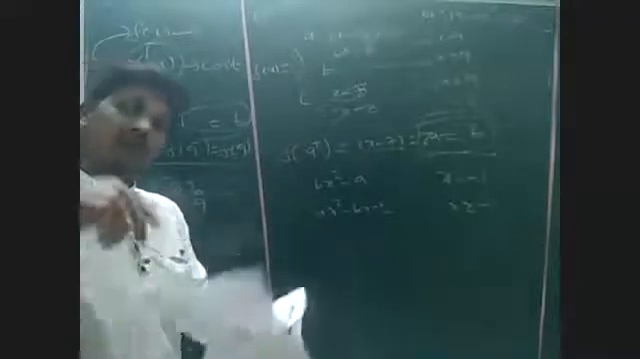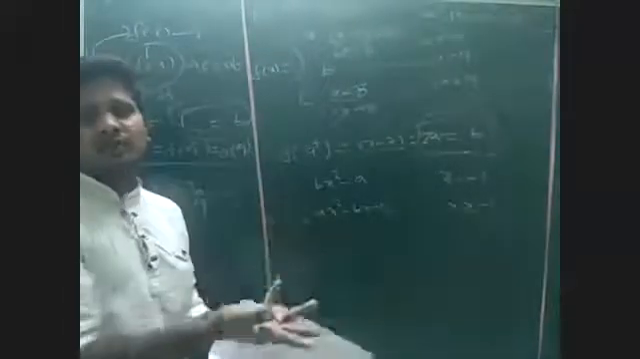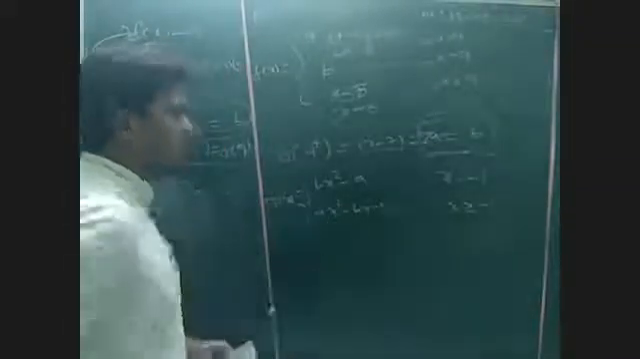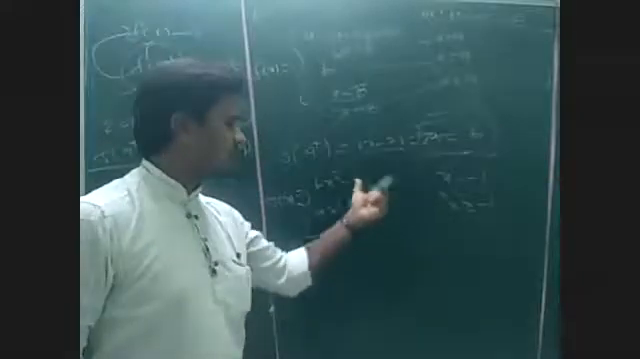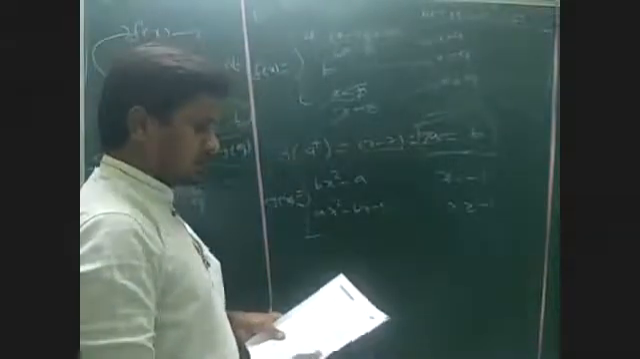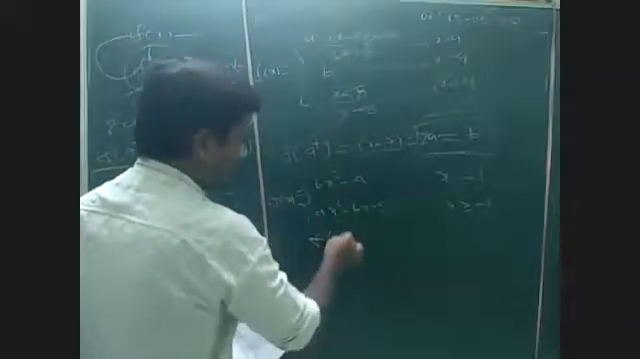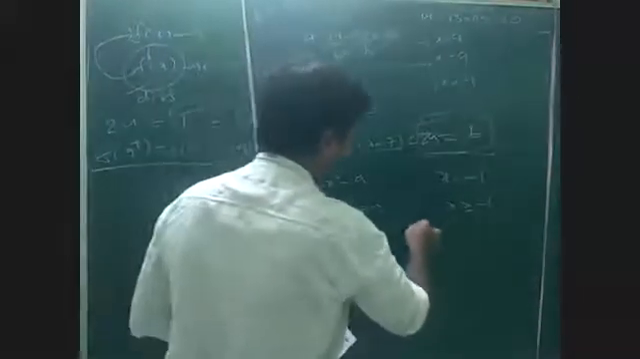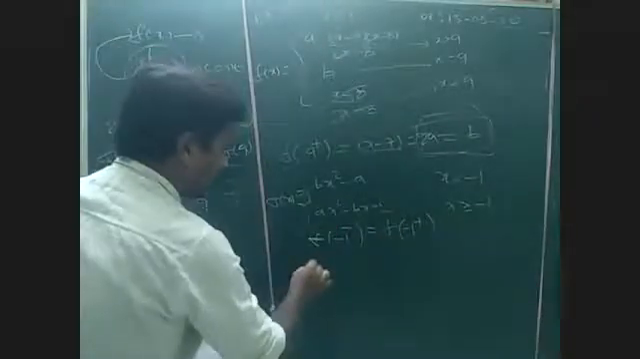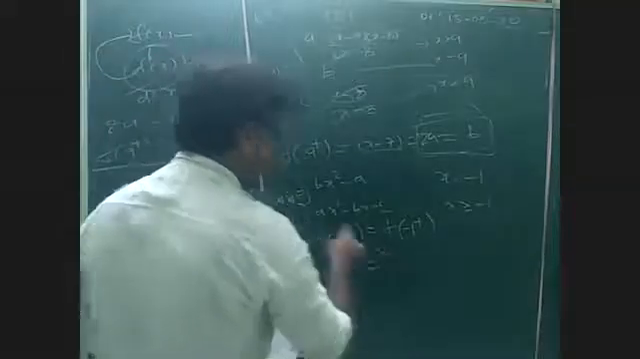F dash of x is continuous everywhere, so f of x is continuous everywhere. Since f of x is continuous, we can equate the left side limit to the right side limit. You can substitute minus 1 directly and see what equations we get. So f of minus 1 minus is equal to f of minus 1 plus. Here the left hand limit is equal to the right hand limit, so substitute minus 1: b minus a is equal to a minus 1 square.